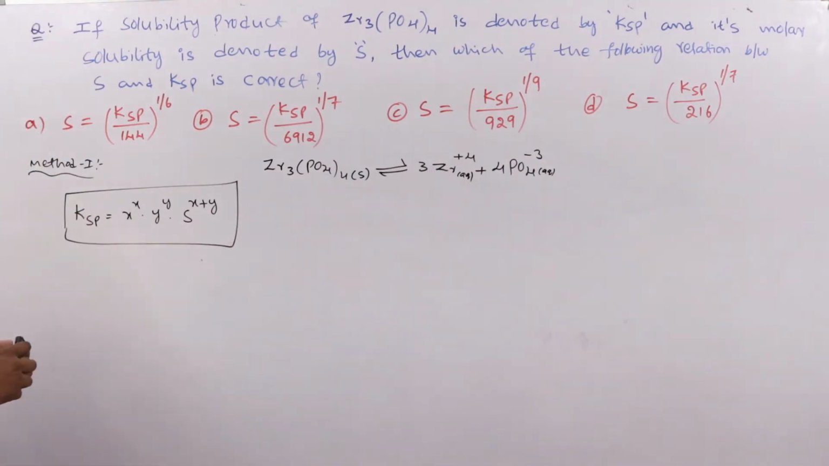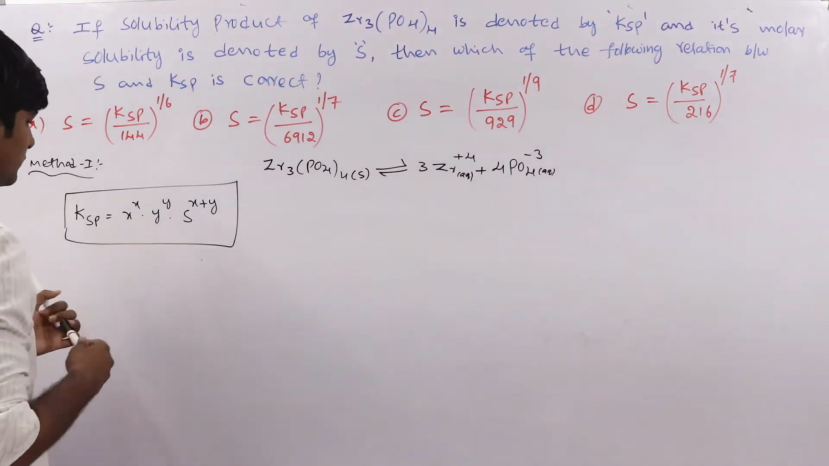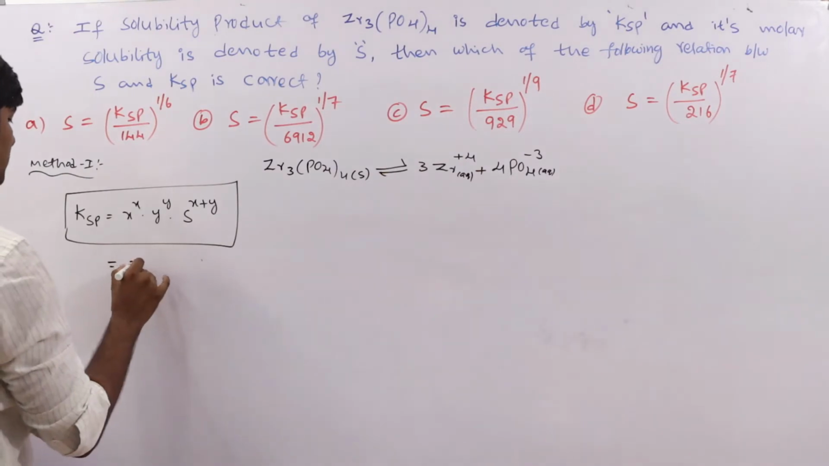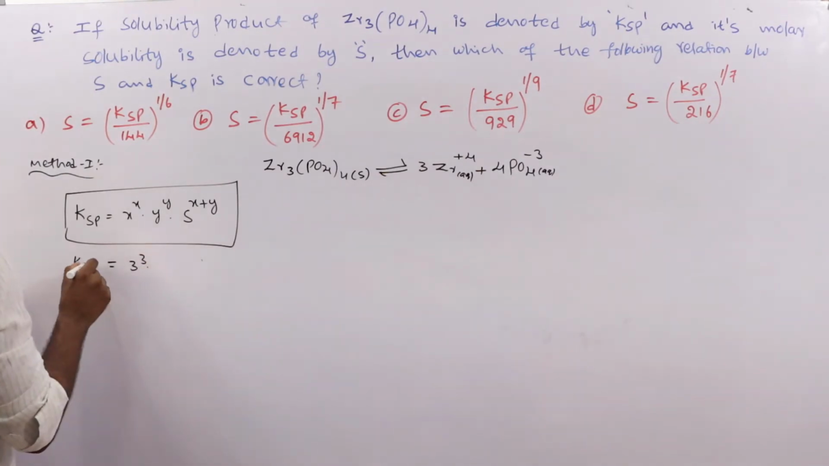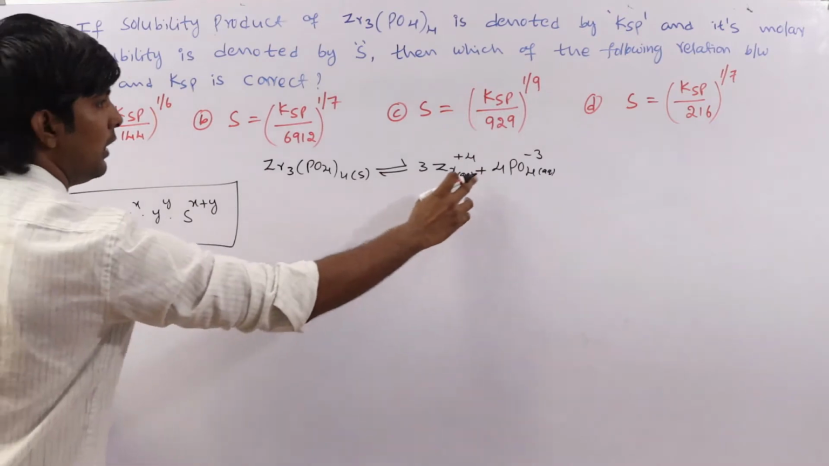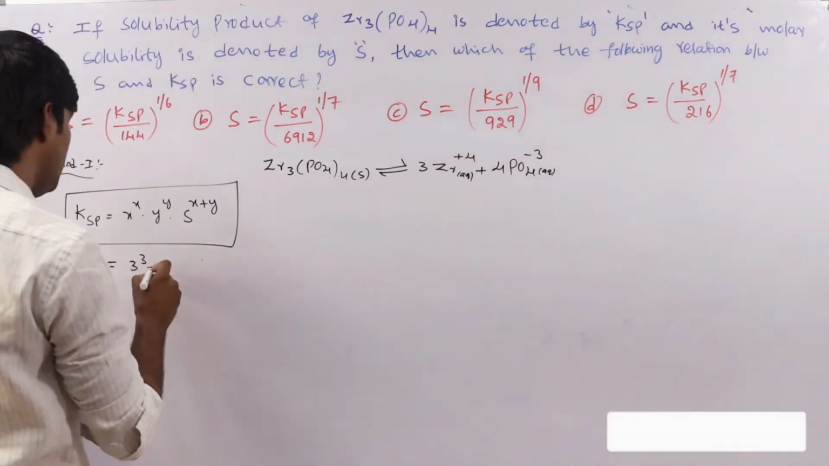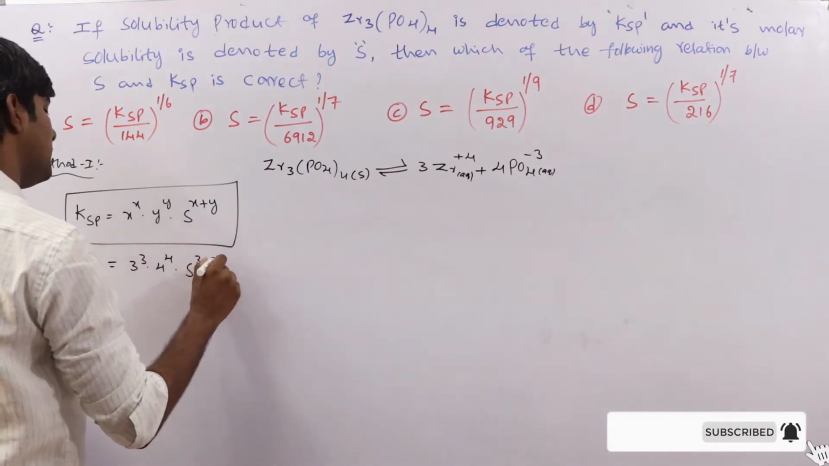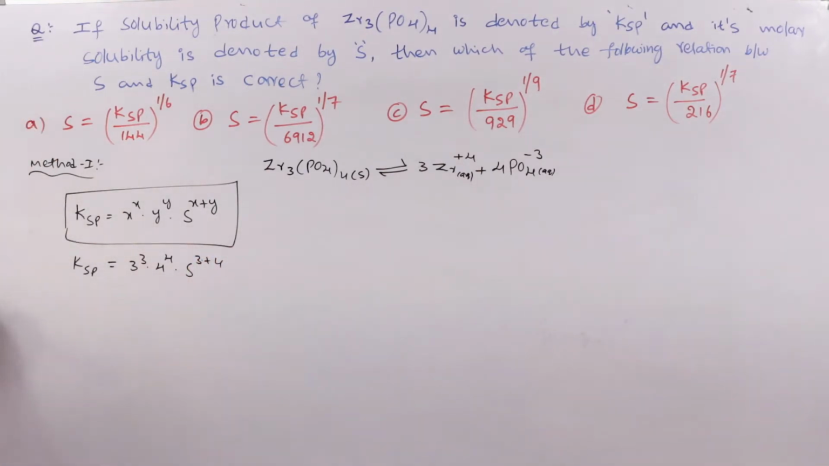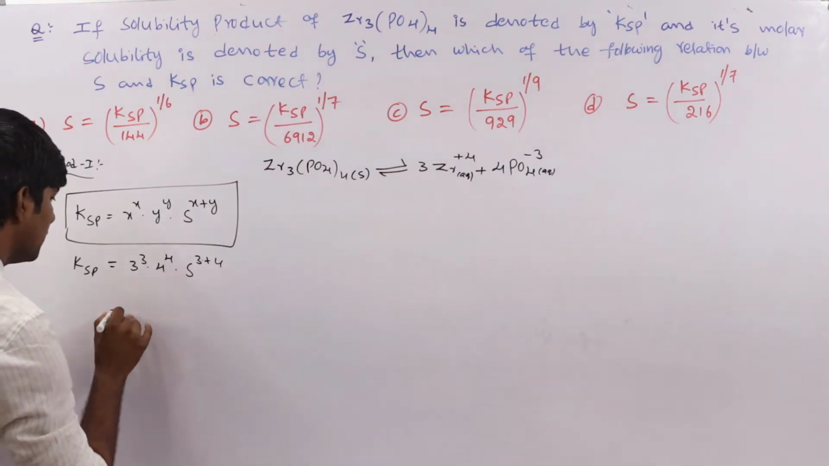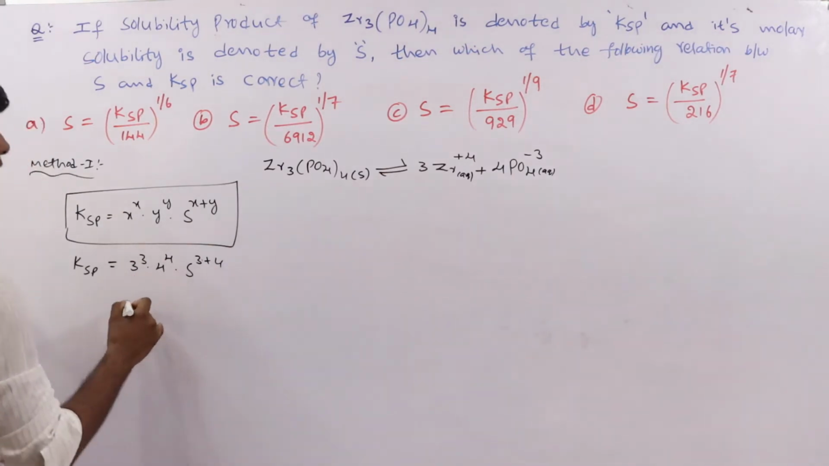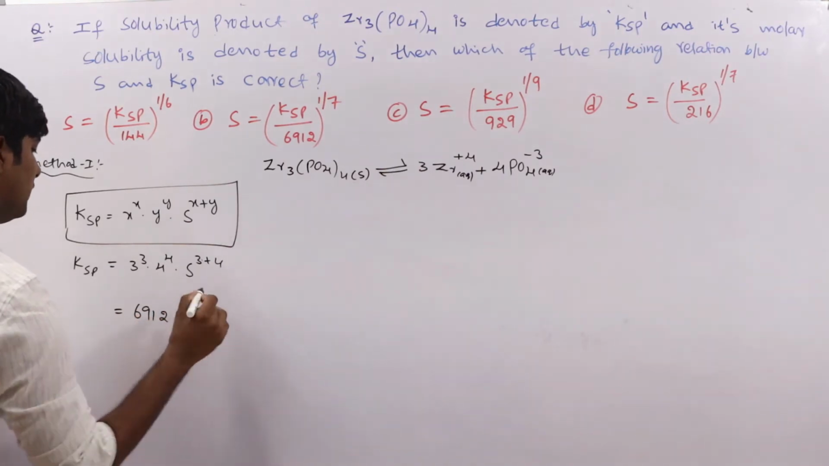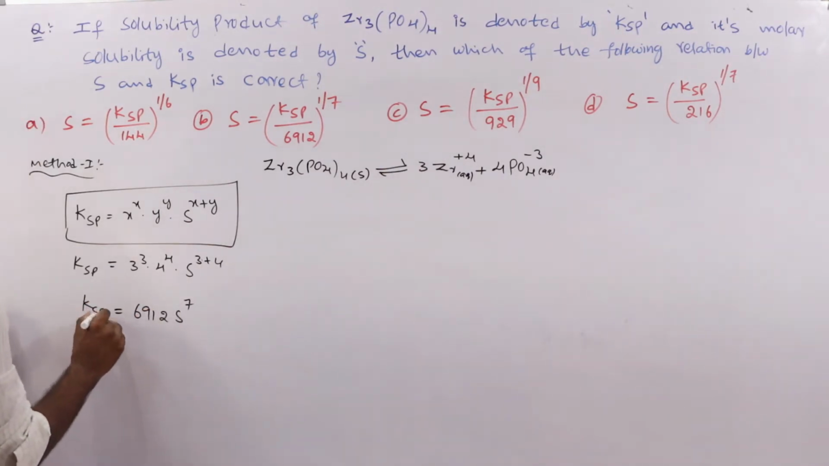Now if you substitute, how many cations do we have? 3 cations, so 3 power 3. Ksp is equal to 3 power 3. How many anions do we have in total? 4 anions, so 4 power 4 into S power 3 plus 4. After simplification, we get Ksp is equal to 6912 into S power 7.